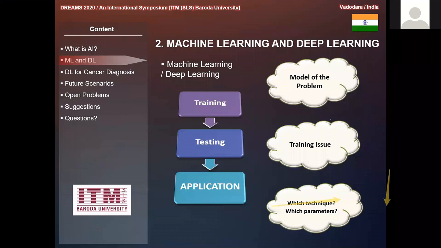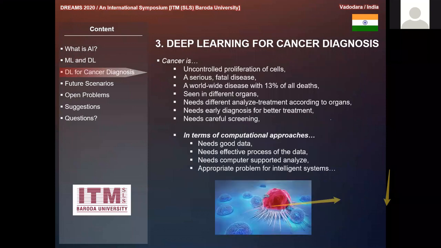But I will give a better view near the end of my presentation, talking about open problems or suggestions, so I will be more detailed about them. And when we come to talk about cancer, we can say that it's an uncontrolled proliferation of cells. It's maybe an official and brief definition for defining cancer diagnosis.